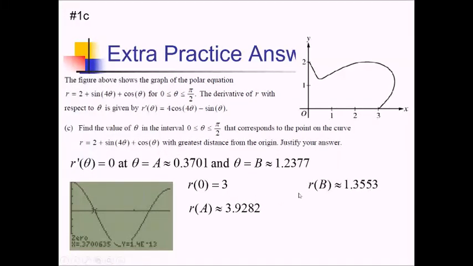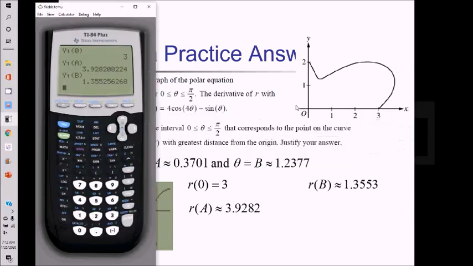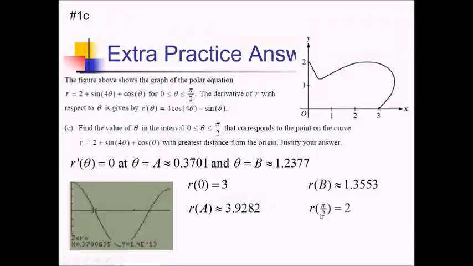Now we go to pi over 2, which we can clearly see is 2 if we plug that in. But in case you don't believe me, let's go back here just because we can. And we'll do pi over 2. I'm not even going to bother with a fancy fraction here. Yep, it's a value of 2. So the biggest one out of all of these happened at the angle A.